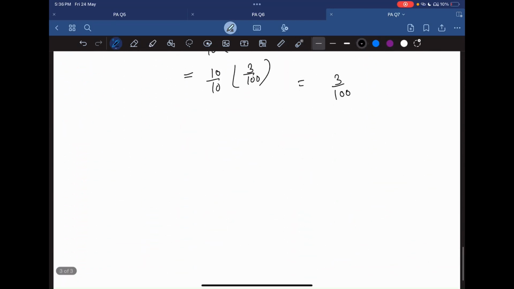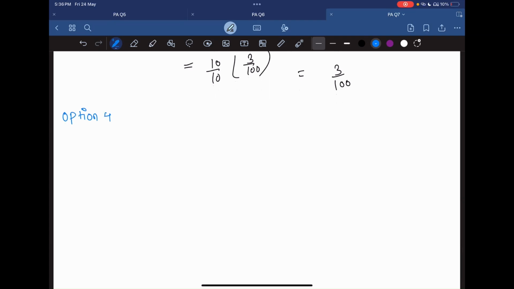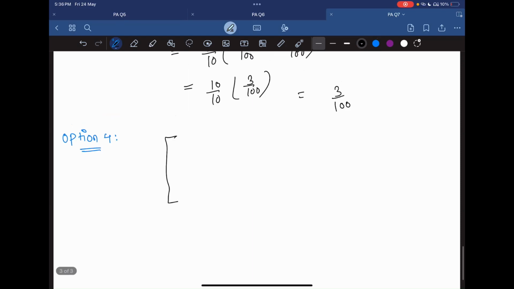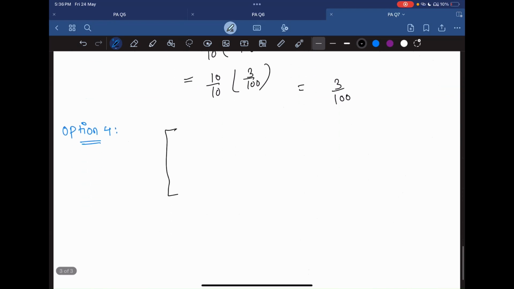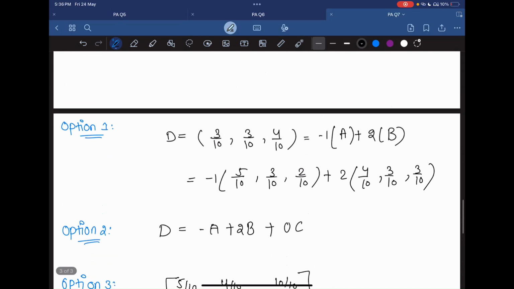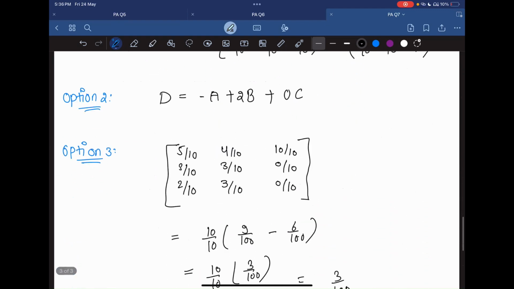So option 4. Again we will be using the same matrix method. So we have A, C and D. That means 5 by 10, 4 by 10, 3 by 10, 2 by 10, 10 by 10, 0 by 10, 0 by 10, and the D vector 3, 3, 4.